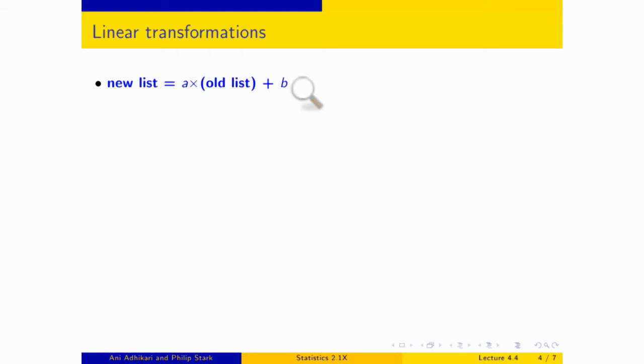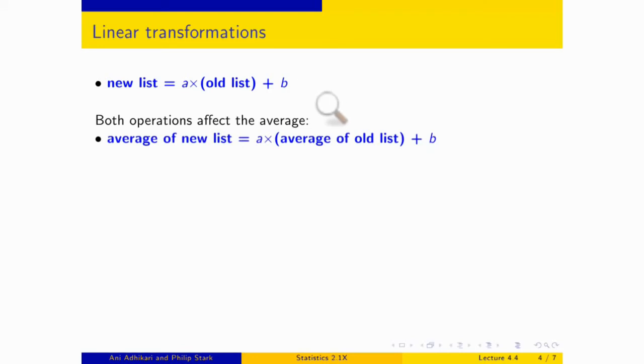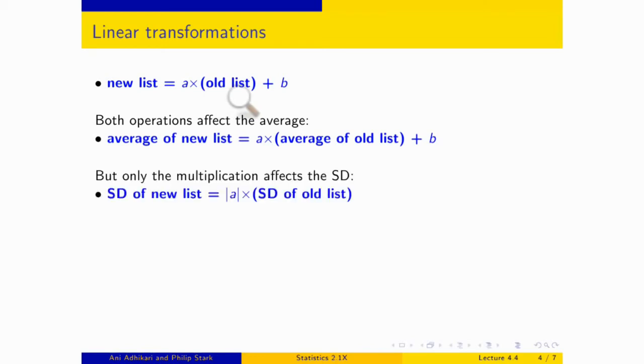So what happens to the average and the SD when you make a transformation like this? Both operations affect the average. The rule is if you have a linear transformation, then you do to the average what you did to the list. But only one of them affects the SD.